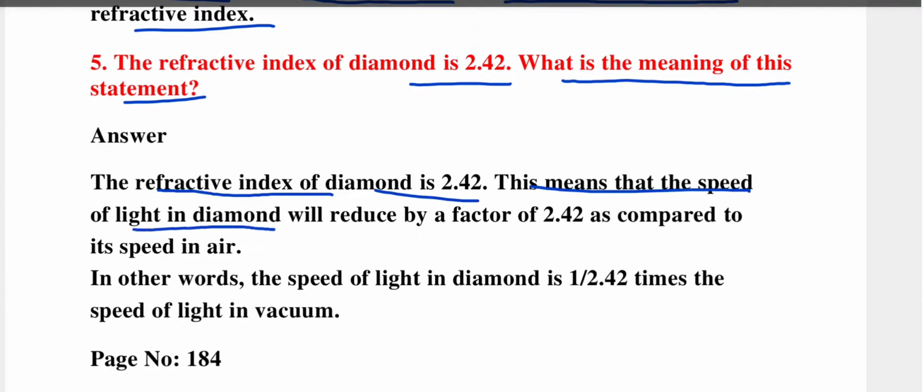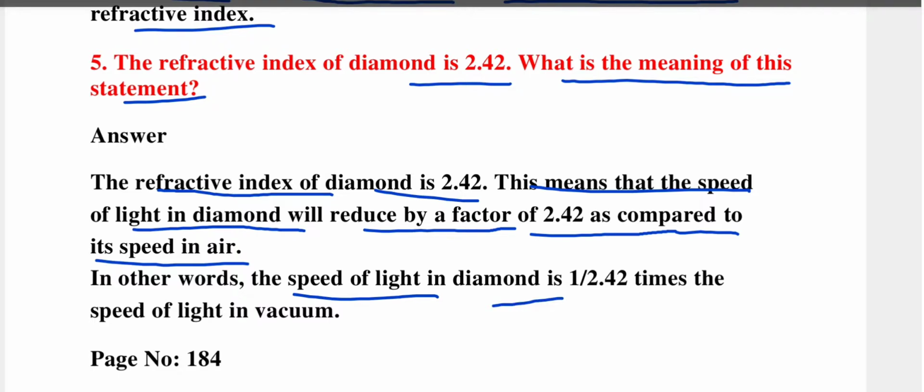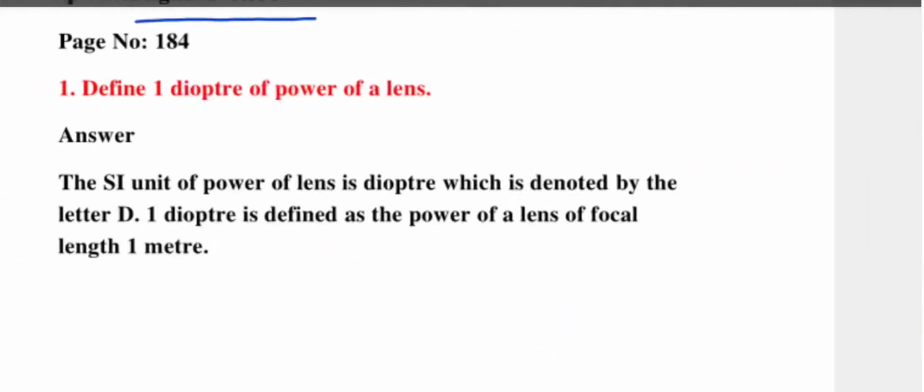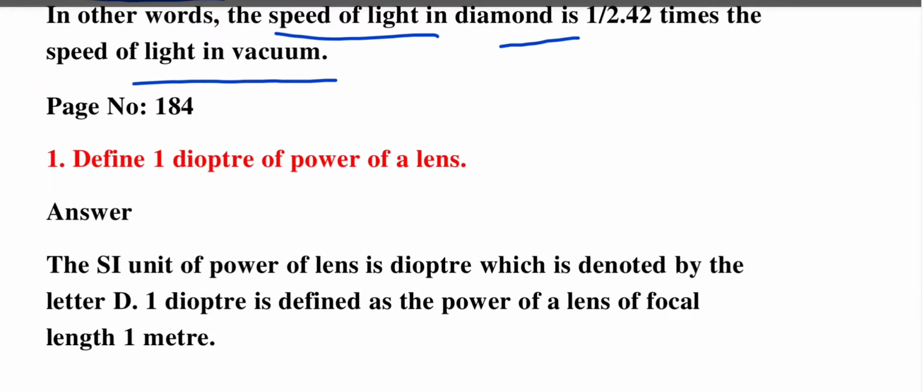This means that the speed of light in diamond will reduce by a factor of 2.42 as compared to the speed of light in air. In other words, the speed of light in diamond is 1 by 2.42 times the speed of light in vacuum. So the speed of light decreases by 1 by 2.42 times compared to vacuum in the case of diamond. We will move on to the next question, which is on page number 184.